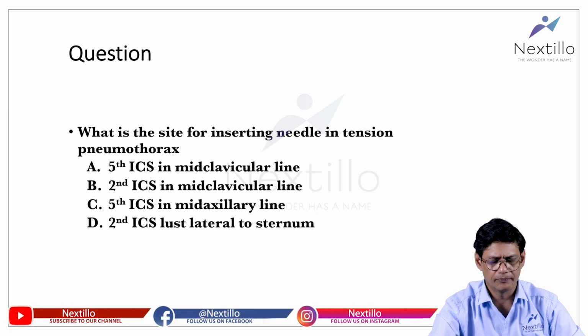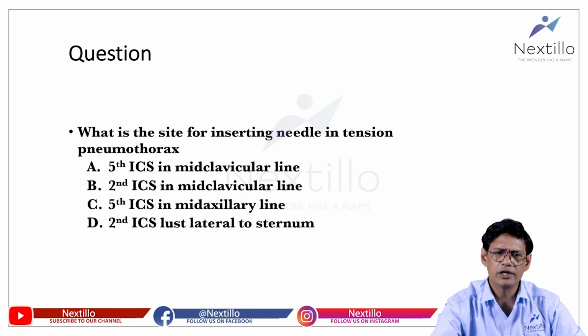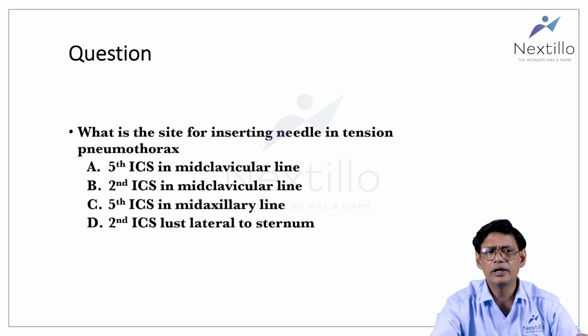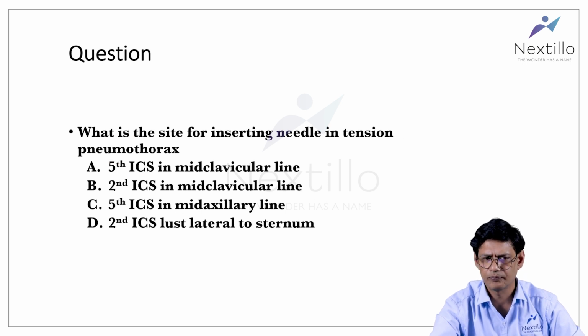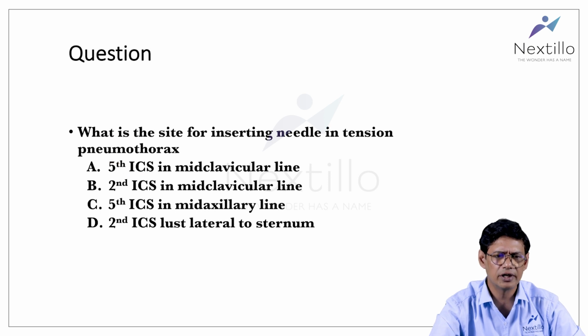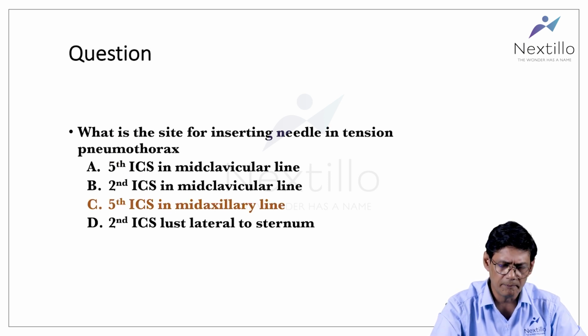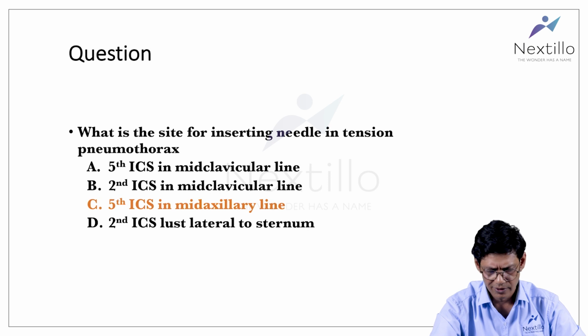Question number three. What is the most common site for inserting needle in tension pneumothorax? The answer to this question is that it is the fifth intercostal space in the mid-axillary line. This is a change that has been added a few years back.